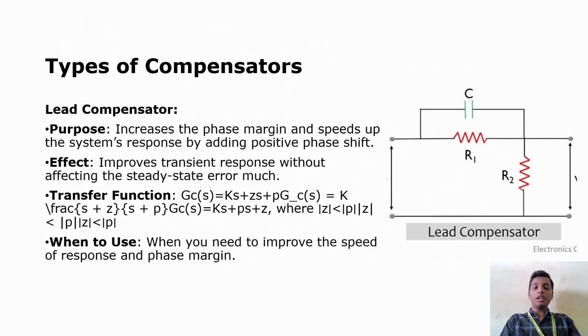Transfer function: Gc(s) = K (s + z)/(s + p), where |z| is less than or equal to |p|. When to use? When you need to improve the speed of response and phase margin.